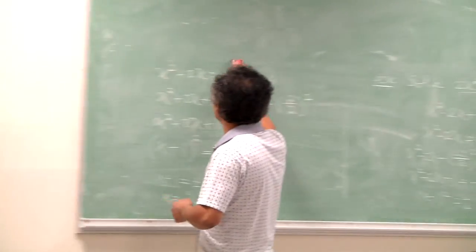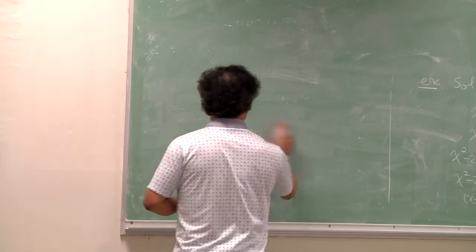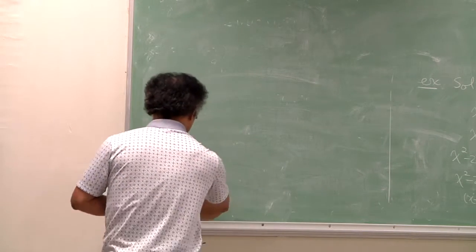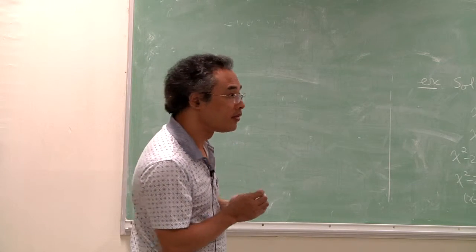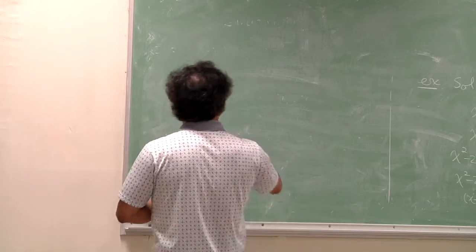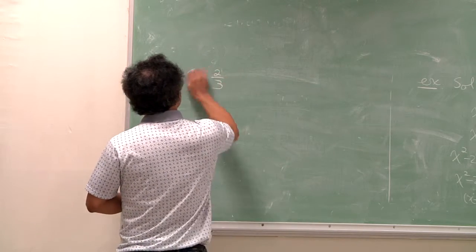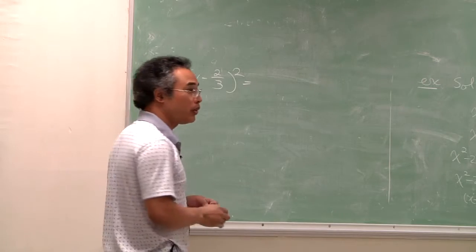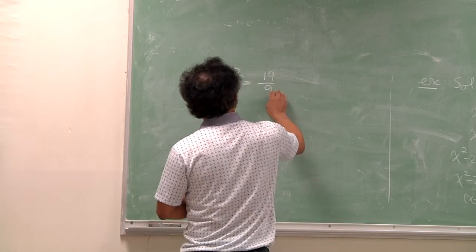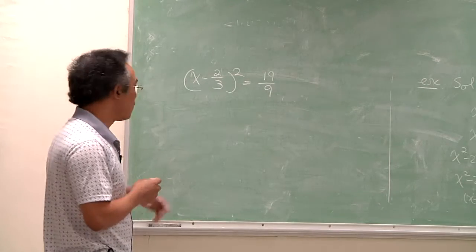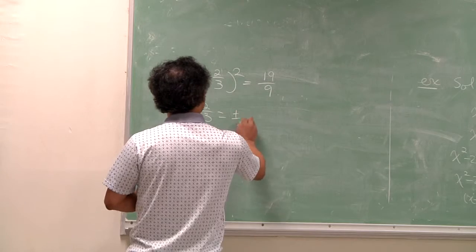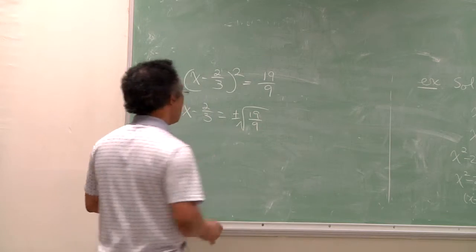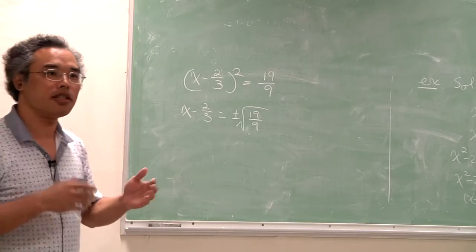Okay, so let's just finish this problem, and then we can do the group activities. Any questions? All right, so what we have now is x minus 2 over 3 squared equal to 19 over 9. Okay, so just take the root now. We got x minus 2 over 3 equal to plus or minus the square root of 19 over 9. Again, you have to include both positive and negative.